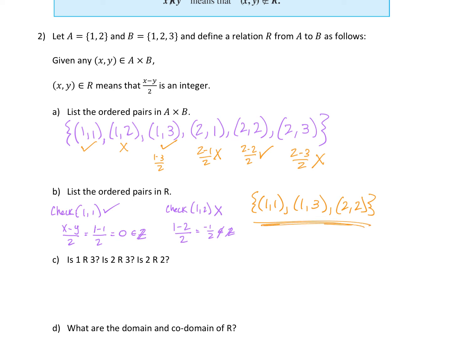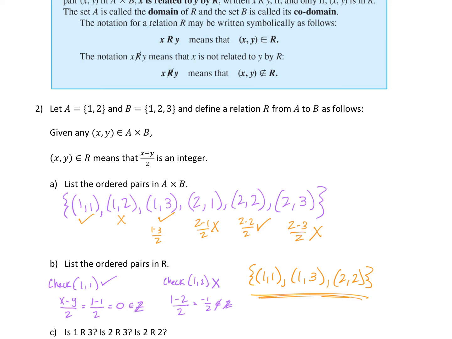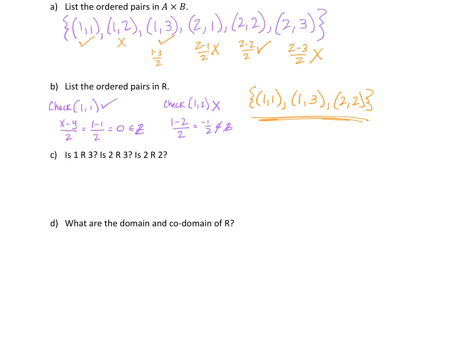Okay, now we're just practicing with the notation. Is 1 related to 3? That's just asking, is 1, 3 in the set? Okay, so if we go back and look at the definition, x related to y means x comma y is an element of the set R. Okay, so 1 is related to 3 because 1, 3 is in the set. Okay, is 2 related to 3? Well, 2 comma 3 is not in the list of elements of R, so that one's a no. And is 2 related to 2? Yes, because 2 comma 2 is in the list of points in R.